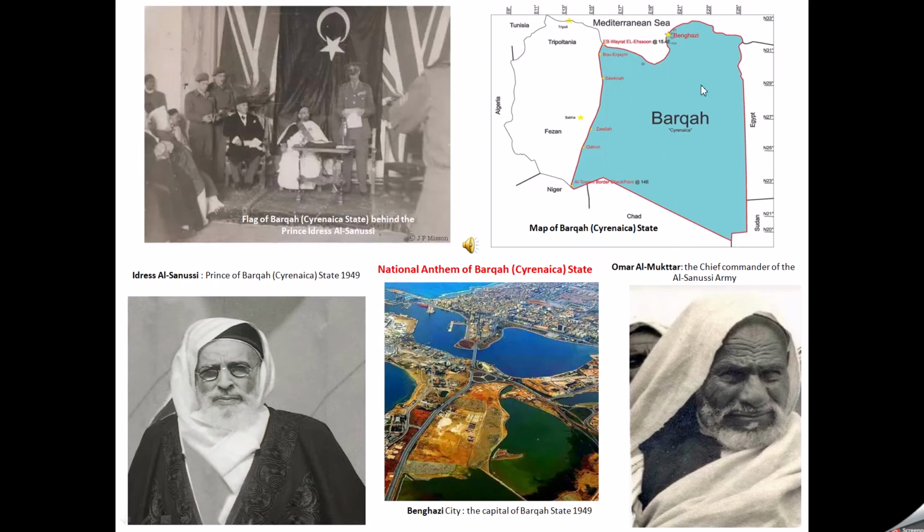And here the map of Barqa state, Cyrenaica, and here the flag of Cyrenaica behind the Prince Idris Senussi. Here the Prince Idris Senussi, Prince of Cyrenaica 1949. And here Omar al-Mukhtar, the chief commander of the Senussi army, and this is Benghazi, the capital of Cyrenaica, and this is the national anthem of Cyrenaica.